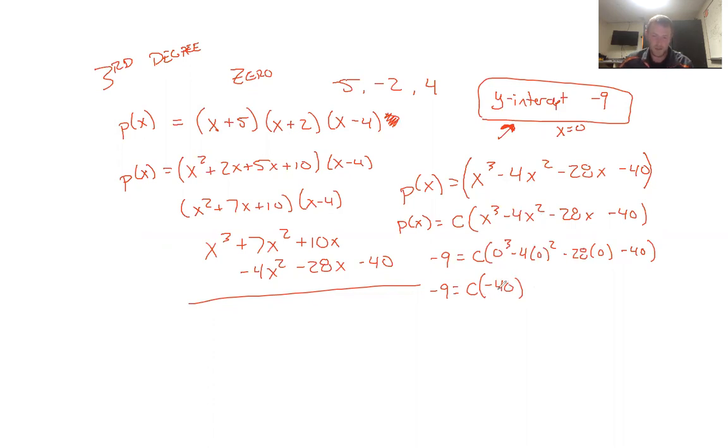I'm multiplying c times negative 40. I need to get it to the other side, so I divide. So c is now equal to 9 over 40. So my final equation is going to look something like this with the c in front. So my final equation is this. P of x is equal to 9 over 40 times x cubed minus 4x squared minus 28x minus 40.